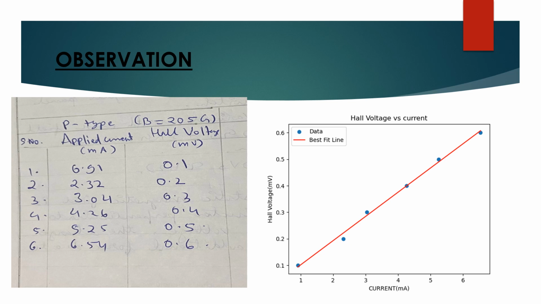This is the observation we got for the second part of our experiment. The observation is for a p-type germanium crystal. We can see that the Hall voltage varies linearly with the current. The slope of this linear variation can be used to calculate the Hall coefficient.